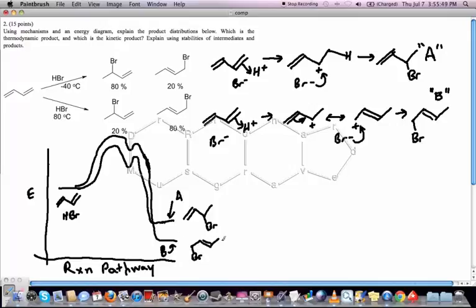Alright, so that's B. Now the reason that B is more stable than A as a product is because it's a more substituted double bond. And what I mean by that is this double bond has two carbons connected to it, while this double bond has one carbon connected to it. And the more carbons you have connected to a double bond, the more stable it is. So, more substituted double bond. So I'll say this one's less stable because it's less substituted.